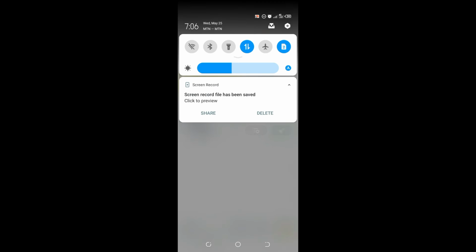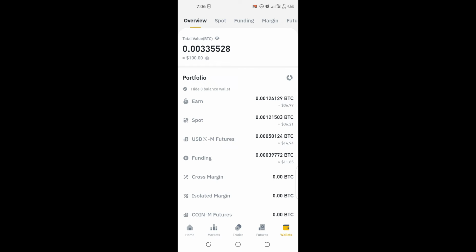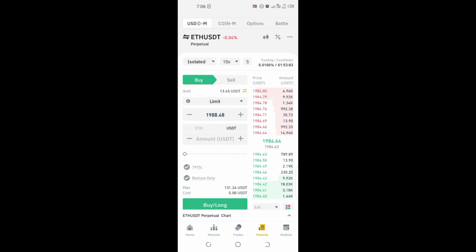So I'll go back to the overview. And then if you want to trade on futures, here's what you need to do. You have to click on futures at the bottom, beside the wallet. Before we start, there is something I want you to know: on futures you can make a lot of gains, but you can also lose all your assets. So let's take a look at the futures.